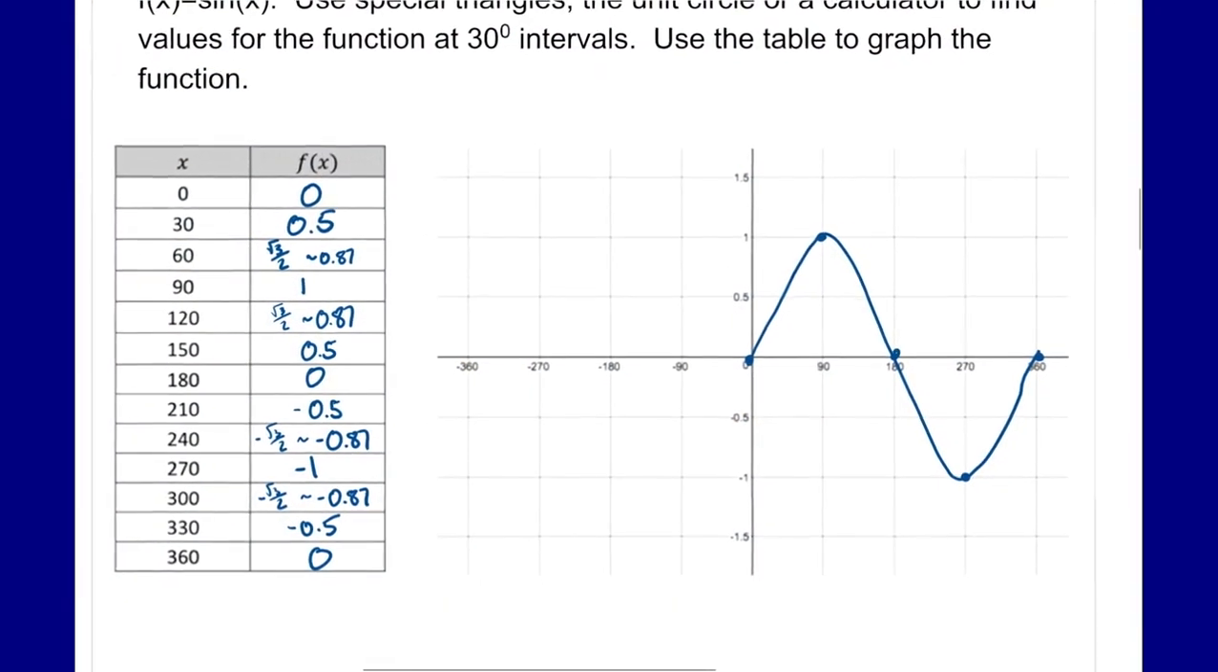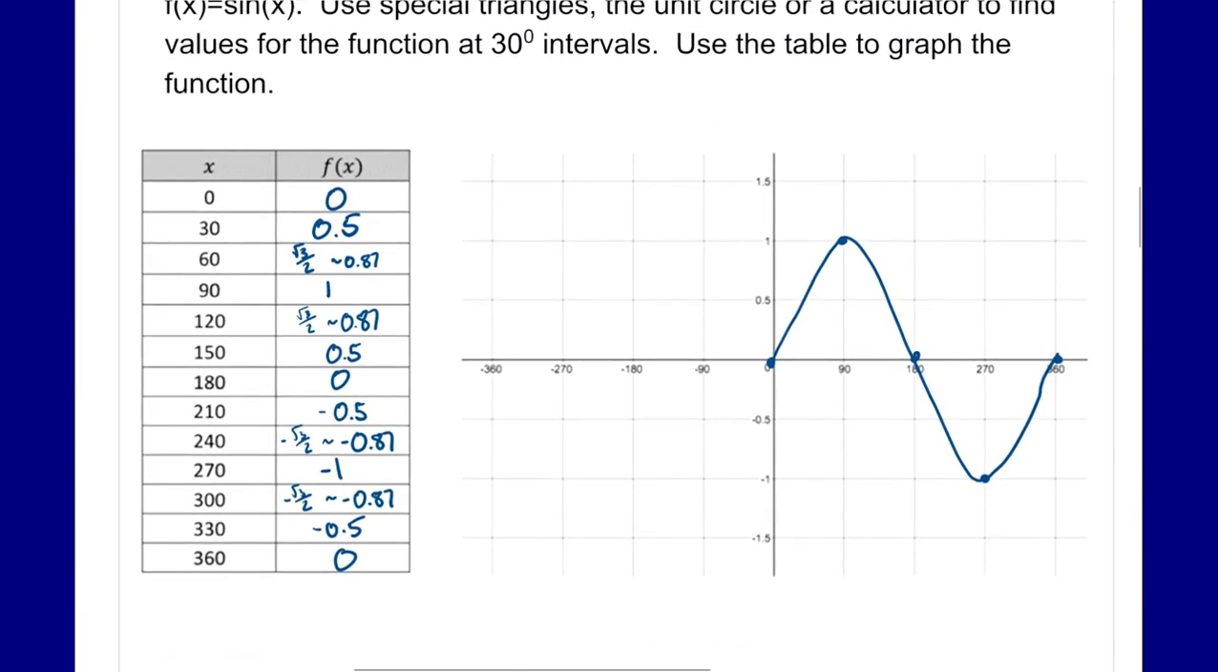So after using our calculator and punching in these values, or again the unit circle or the special triangles, these are the values that we get. And taking a look at these values, we should see that they are the same values repeating over and over again. We have 0, 0.5, approximately 0.87, 1, then 0.87, then 0.5, then 0, and then we just repeat that on the bottom.